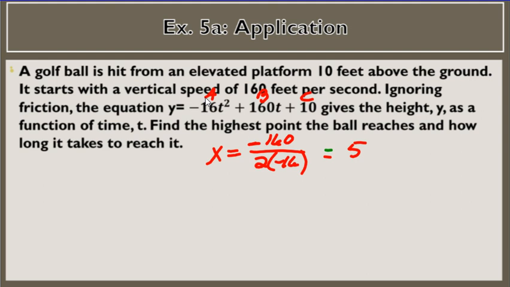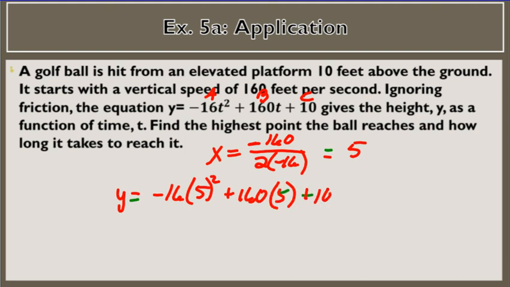So now I can just take that 5 and plug it in for t in my equation. So I have y equals a negative 16 times 5 squared plus 160 times 5 plus 10. So it's negative 16 times 25 plus 160 times 5, which equals negative 400 plus 800, plus 10 will give us a total height of 410 feet. So our ordered pair would be 5 and 410. After 5 seconds, it will reach its highest point.